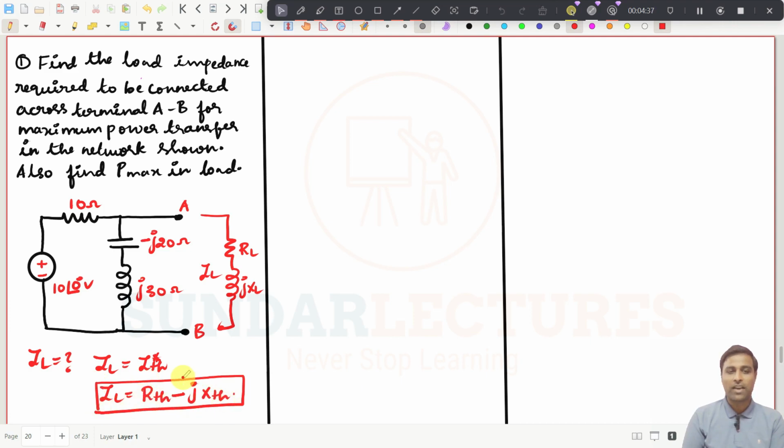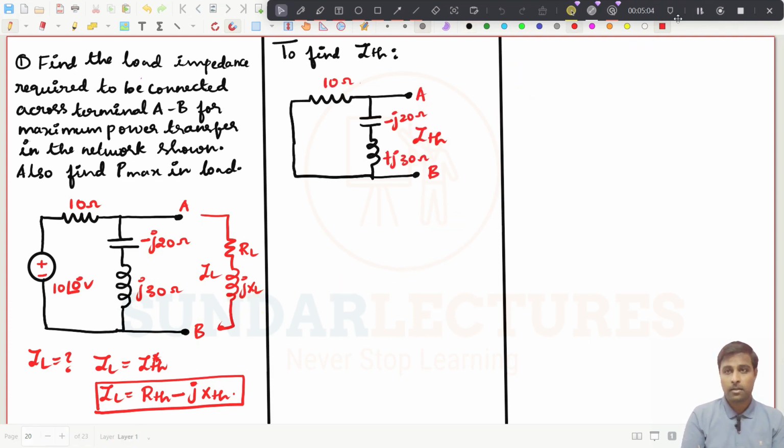And for this you need to find the ZTH value. And if you know ZTH, you can get the ZL value, right? So to find ZTH, you have to short circuit this voltage source and then you need to find the equivalent impedance across points A and B. So that is the thing, right? So we will see, now I have drawn this circuit. See, I have short circuited the voltage source.